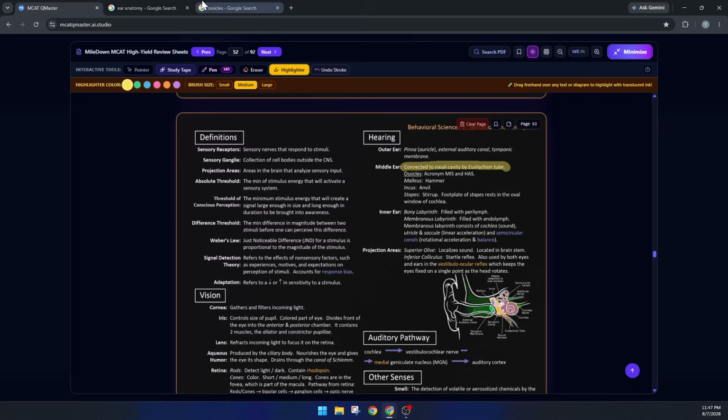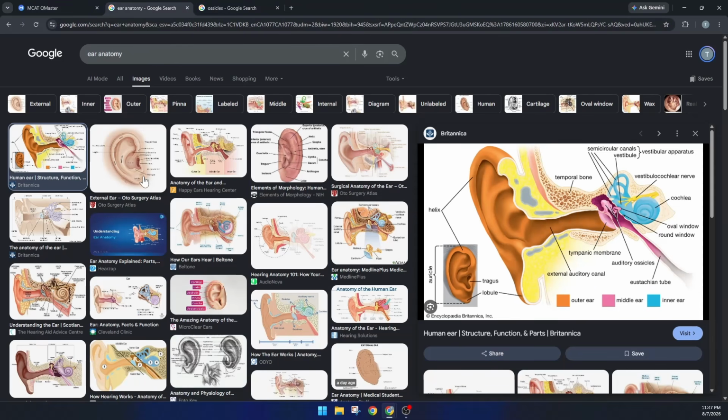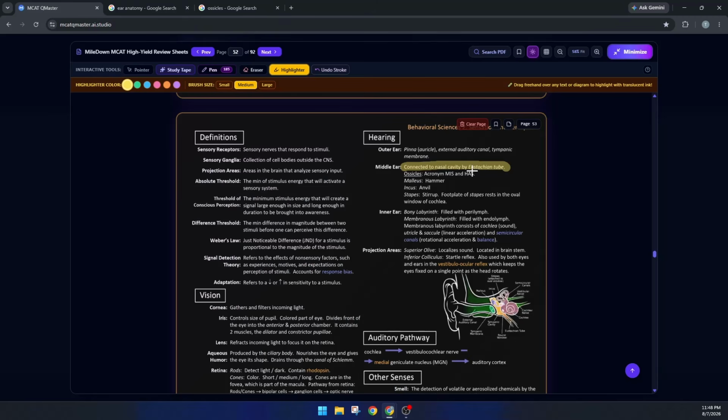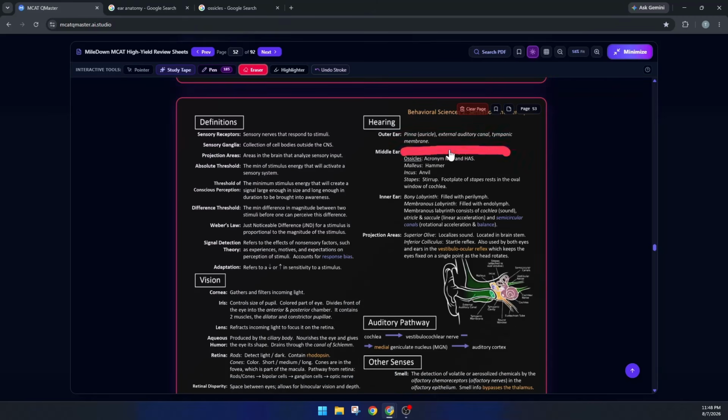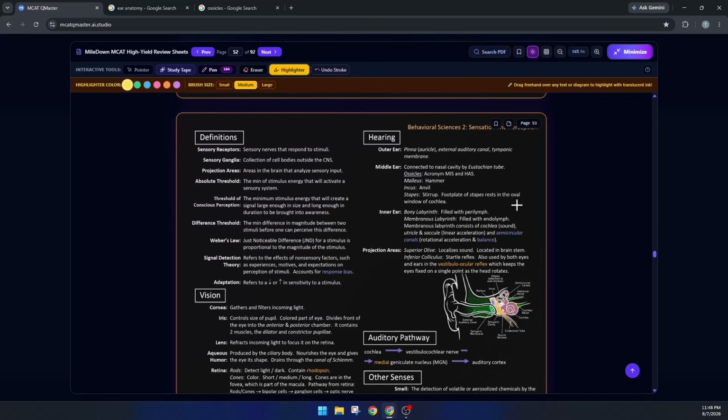Nasal cavity. People think that when you mess around with your nose, it kind of messes around with your ears. That's the reason why, because there's pressure, right? So your nose is technically connected to your ear. Your nasal cavity is connected by the Eustachian tube. That's what I meant. Okay, now we can go over your inner ear.